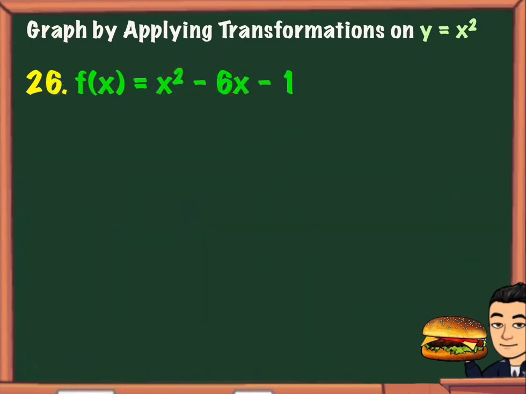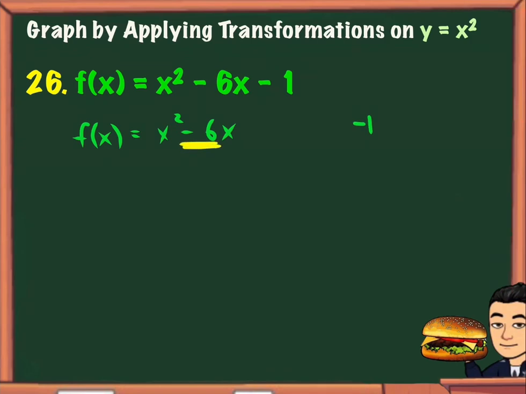So number 26, there are several ways to graph this, but if we want to apply the transformations on it, we have to complete the square. So the first thing we want to do is go ahead and write f of x is equal to x squared minus 6x and pull the -1 to the very right hand side.